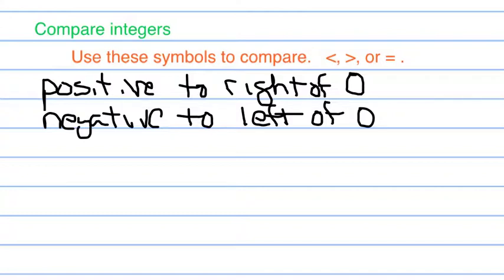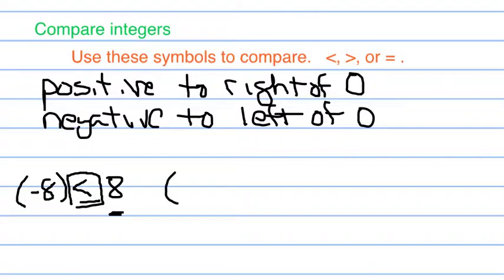Okay, let's look at the 3 examples on your handout. First example is negative 8 and 8. I want to compare these two numbers. And if I look at a number line, which number is farther to the right? Well, 8 is farther to the right, so that's the greater number. So negative 8 is less than 8. The next example is negative 1 and I want to compare this to 18. Well, if I look at a number line, 18 is farther to the right, so it's the greater number, so negative 1 is less than 18.